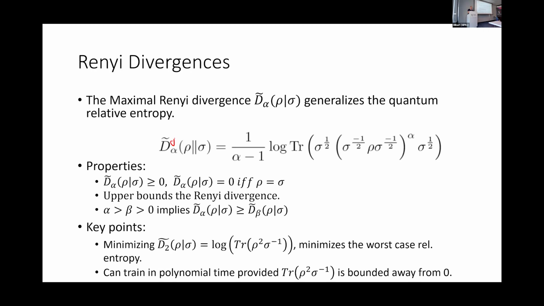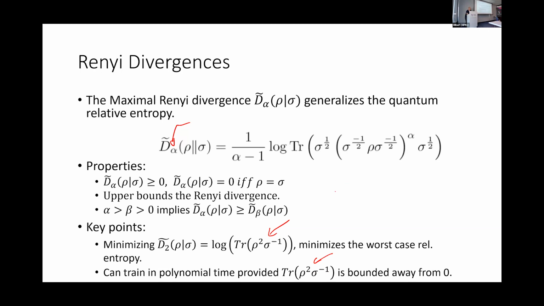For example, alpha equals 2 is an upper bound on the quantum KL divergence. And it fortunately ends up taking the form of an ordinary logarithm, not a matrix logarithm. So that can just be differentiated using the same rules you know and love. All right, so that's what we do. In our paper, we show that we can train with respect to this objective function in polynomial time, provided that the trace of rho squared sigma inverse is bounded away from 0.